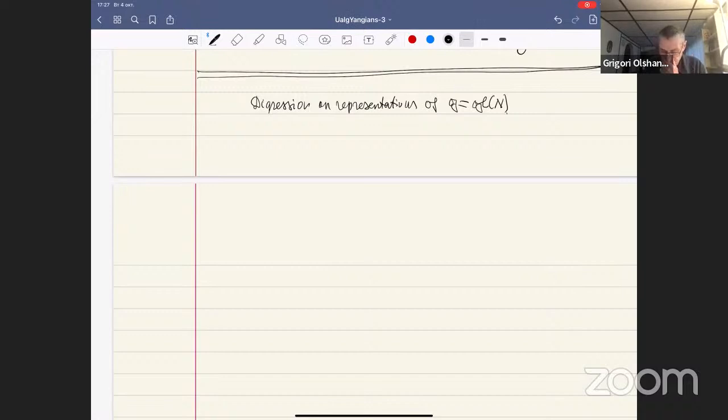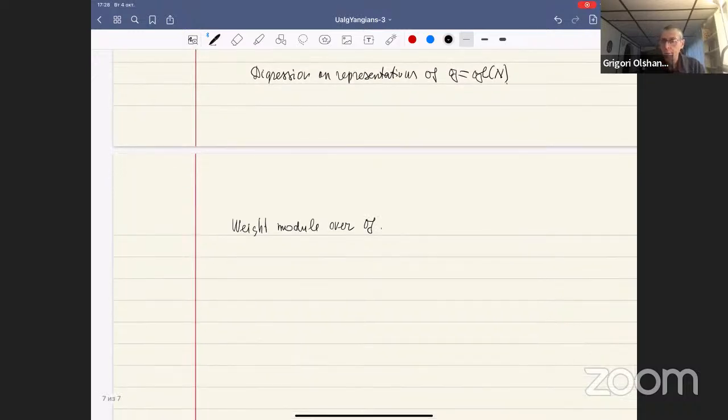So first of all, I want to say what is a weight module over G. The Lie algebra GL_N, as any reductive Lie algebra over an algebraically closed field, has a triangular structure, which can be written as follows: n minus, the Cartan subalgebra H, and n plus. Here, in this case, all is absolutely explicit.